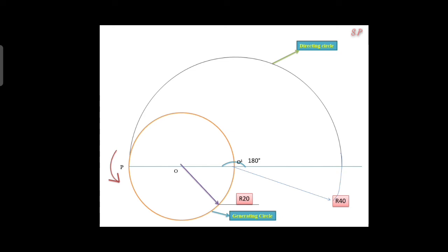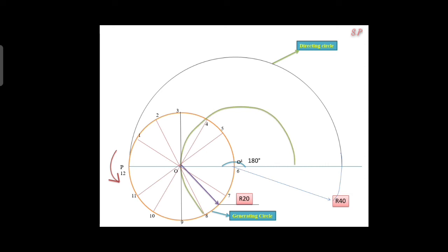Then I am going to divide the generating circle equally into 12 parts. Divide the circle into 12 parts and locate the points 1 to 12. After dividing this generating circle, we are going to draw a locus of the center point O. O dash is the center and O dash O is the radius. You draw the locus of the arc.